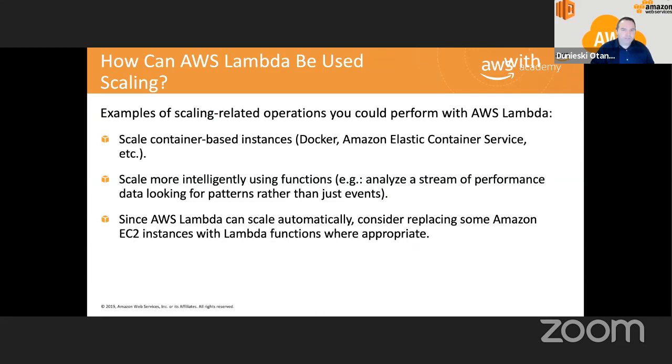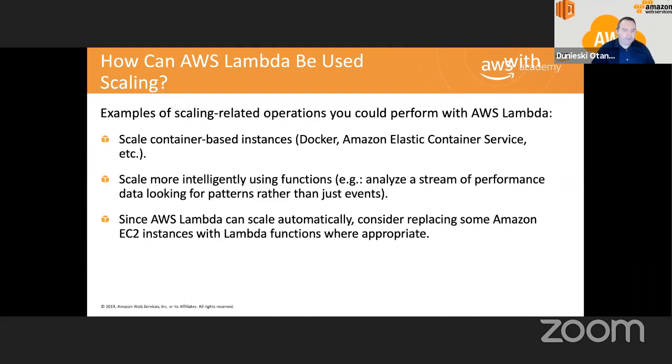How can AWS Lambda be used for scaling? This is not correctly worded. These are examples of scaling-related operations you could perform with AWS Lambda. Scale container-based instances, Docker, Amazon Elastic Container Service, etc. So increase or decrease, and scale more intelligently using functions. Example: analyze a stream of performance data looking for patterns rather than just events, right?